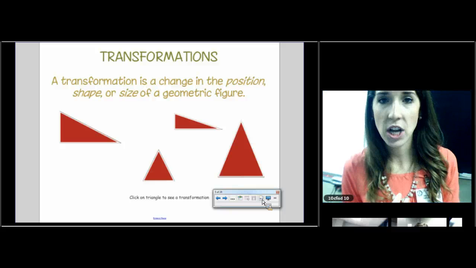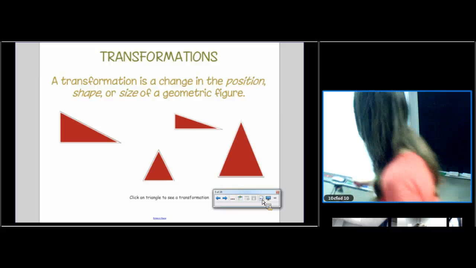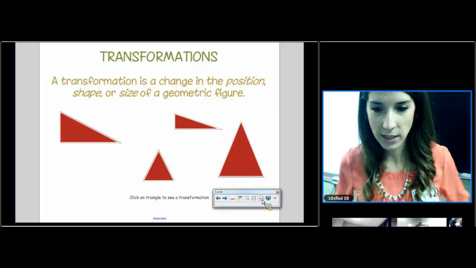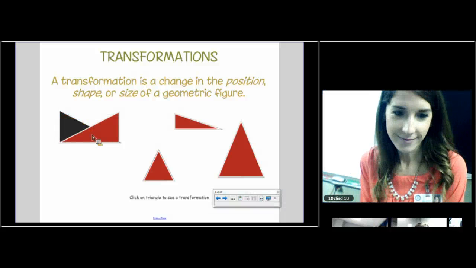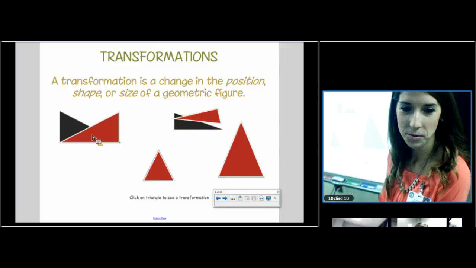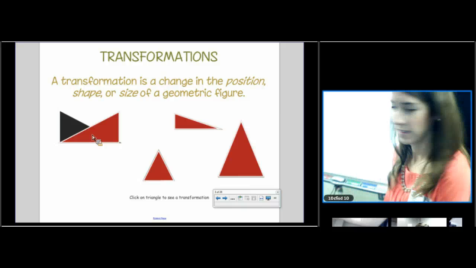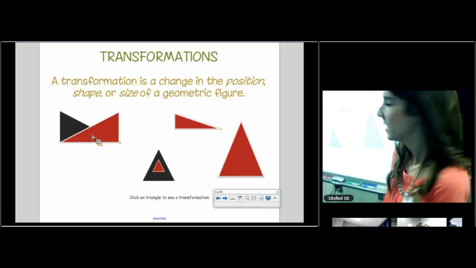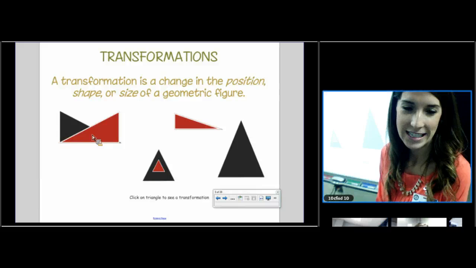A transformation is a change in the position, shape, or size of a geometric figure. So, why do I have a bunch of triangles on my slide? Because they all do something. So let's look at this first one. That is a reflection, right? That one, ooh, a rotation. This one, dilation. And this one, oh, where'd it go? A translation. Okay.